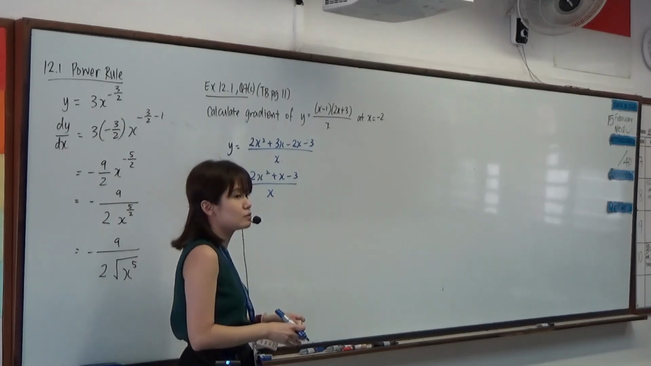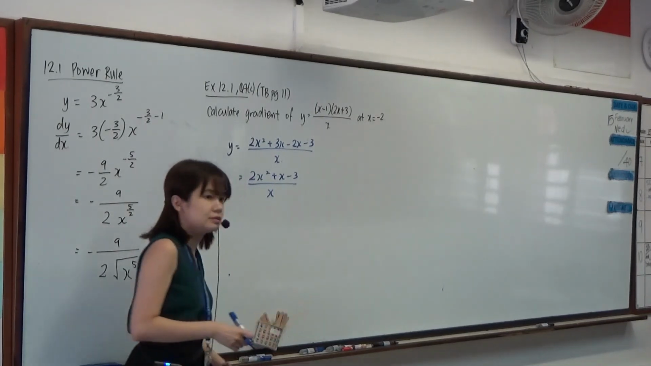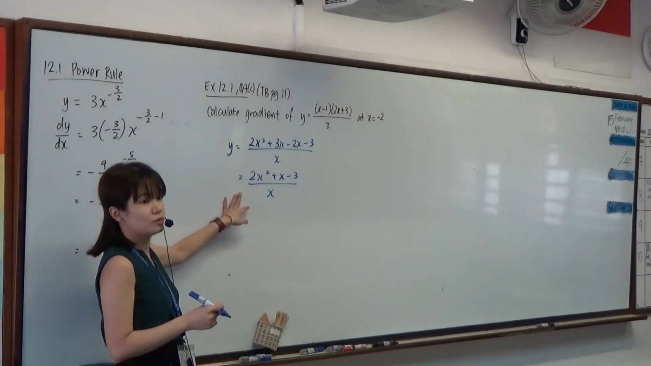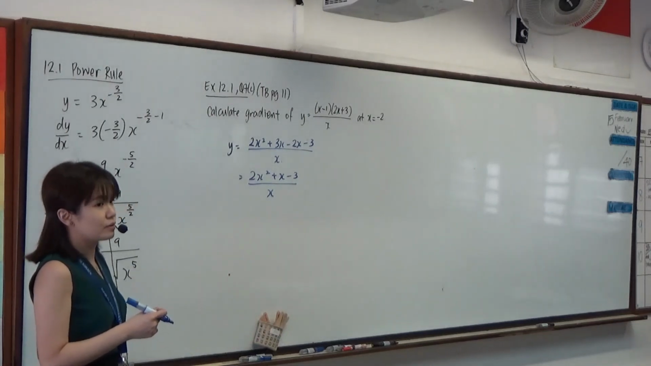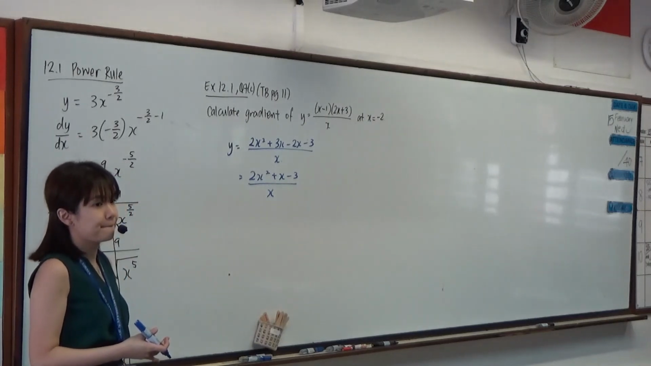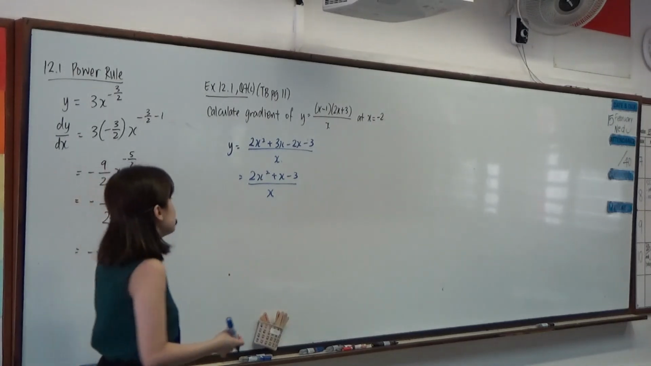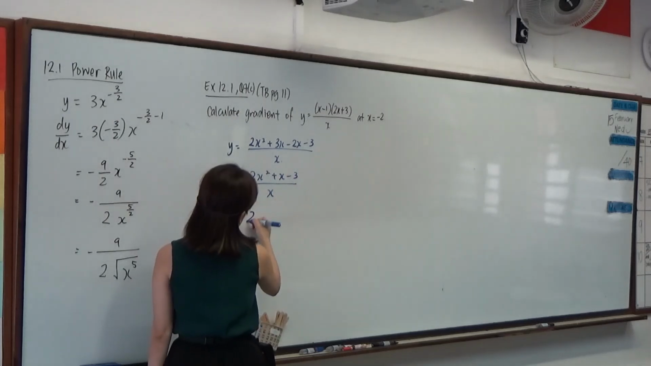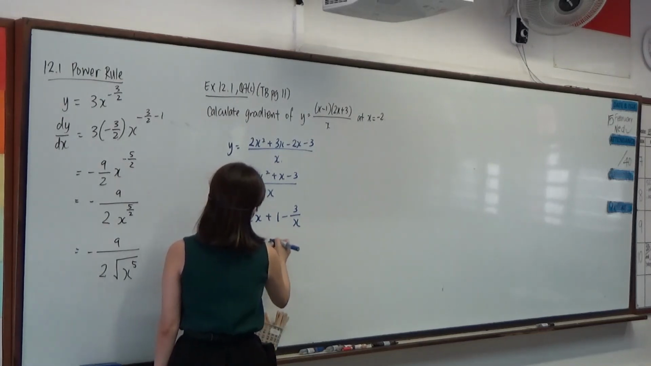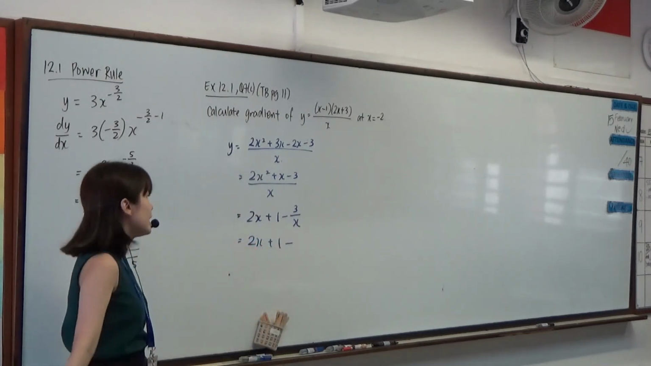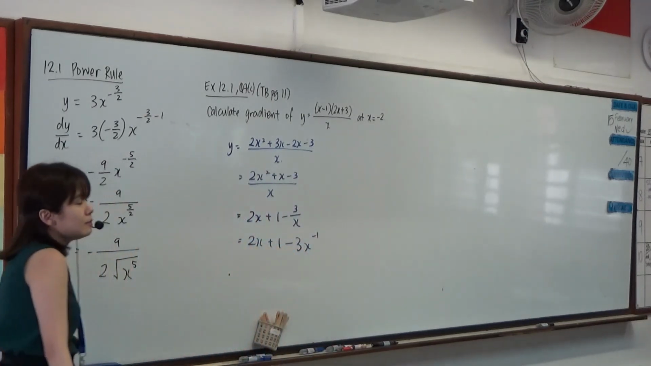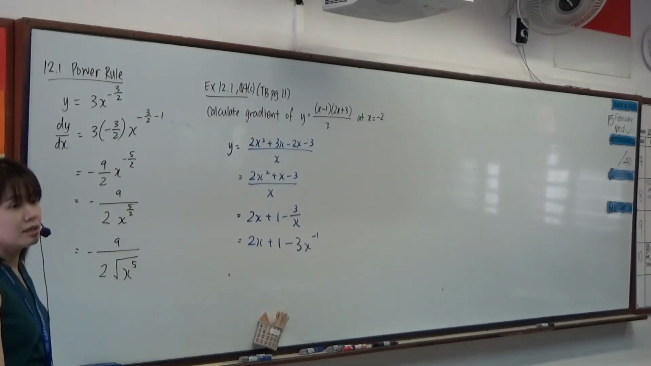Is this good enough for us to differentiate? Can we differentiate already? Do you know how to differentiate this? No, right? So what else? What other things could we do with this? Everything is divided by x, so I need to break it down. So I'll get 2x plus 1 minus 3 over x. And then very importantly, for the 3 over x, I will re-express it as 3x to the power of negative 1, so that now I can apply my power rule.